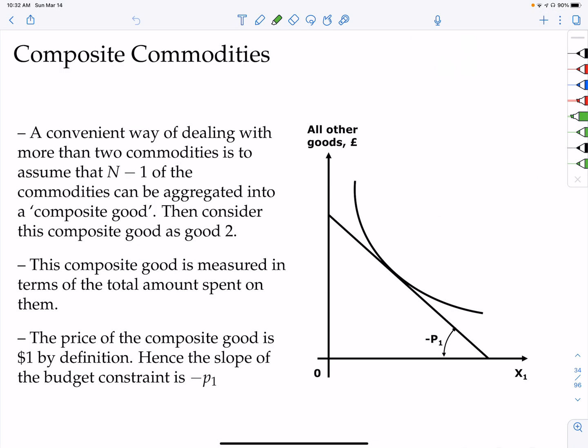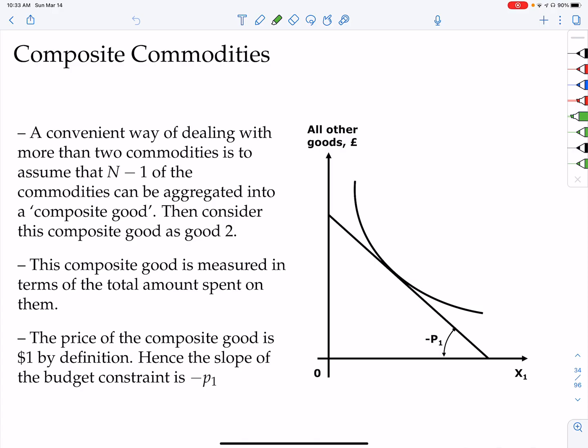Okay, so today we are going to talk about the composite good. So far we were looking at the situation where there are only two goods. But of course, in the real world, there are more than two goods, maybe three, four, five, millions, billions. So analyzing everything with too many goods will be quite inconvenient.